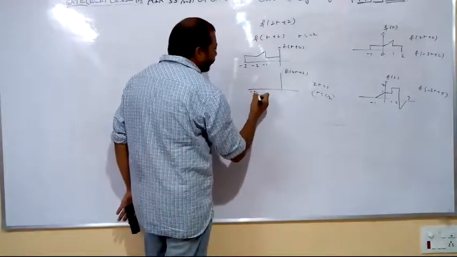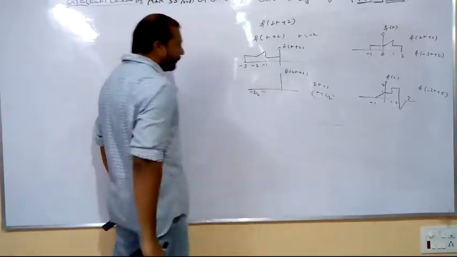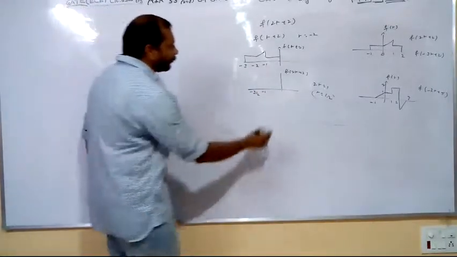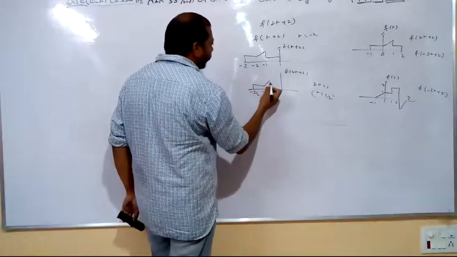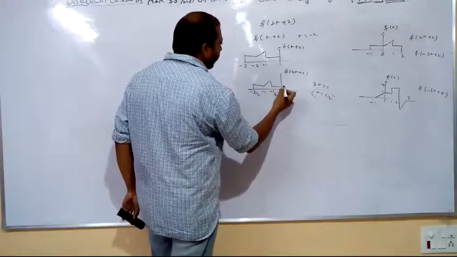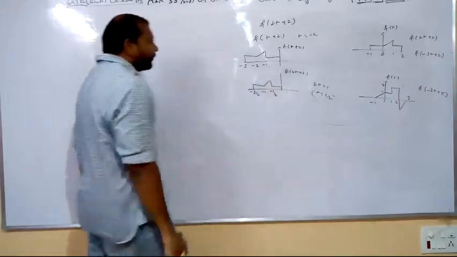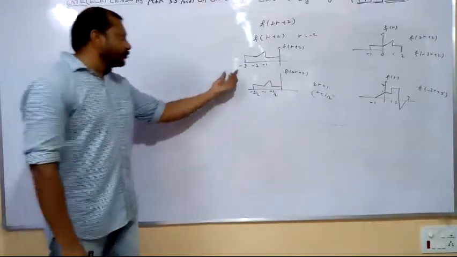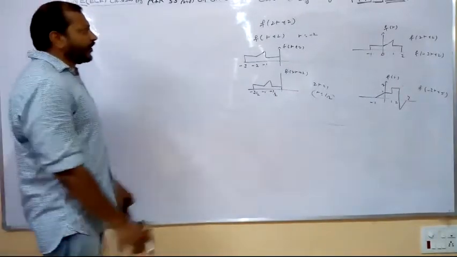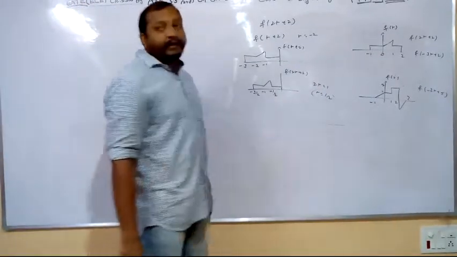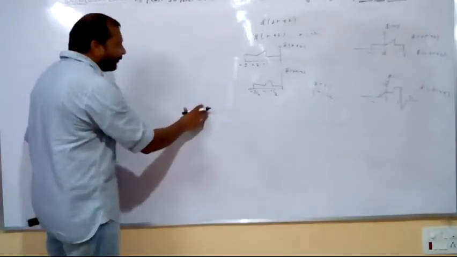So this will become minus 3 by 2, this will become minus 1, and minus 1 by 2, and here is equal to 0. So the shape is exactly like this, the same shape is there, but it should be compressed. Here width is 3, here width is 3 by 2. Now if you do the procedure first scaling, then shifting, we will see how it will be.